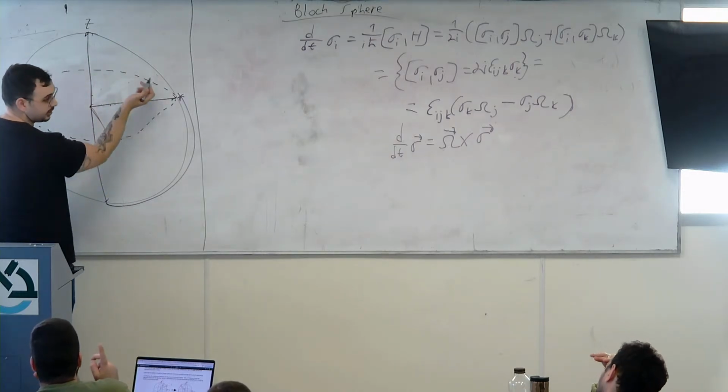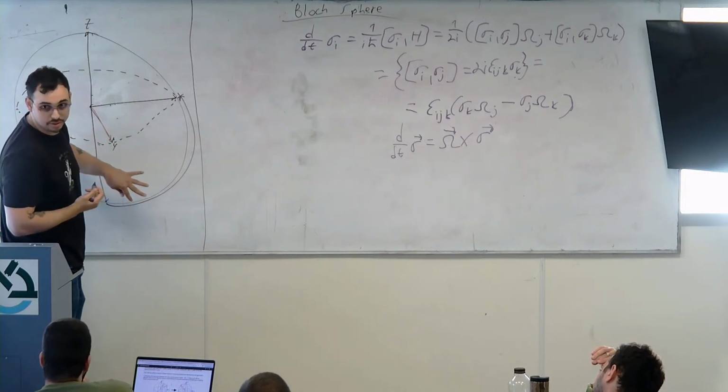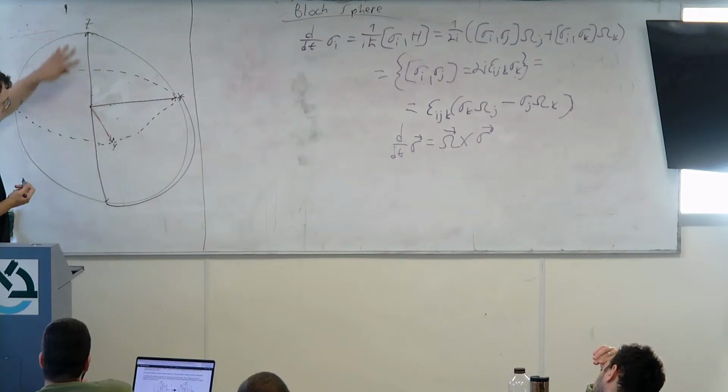It always rotates like so. The population would not change. The population ratio between plus and minus won't change, but the phase will change. Of course, we don't talk about spontaneous decay and stuff yet.